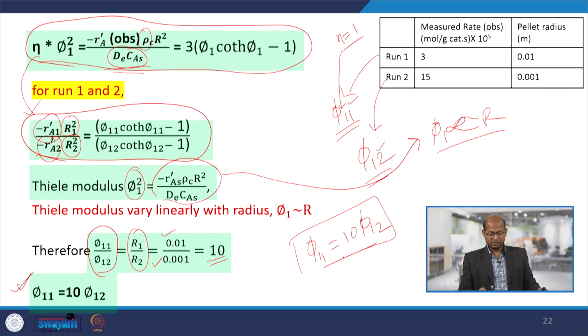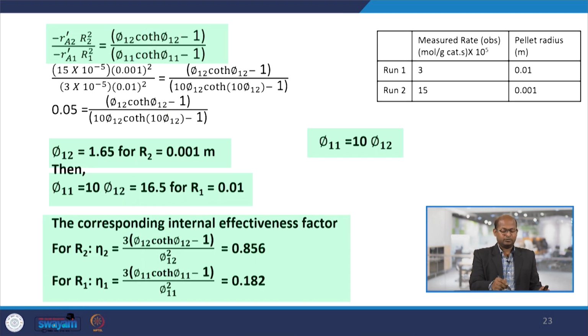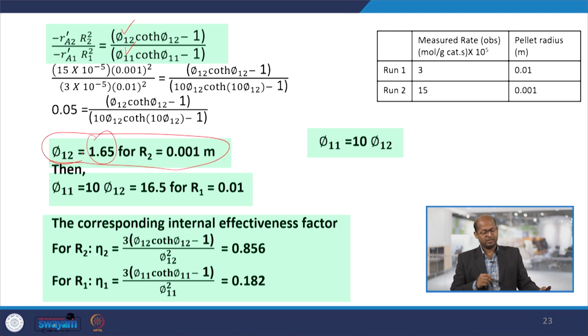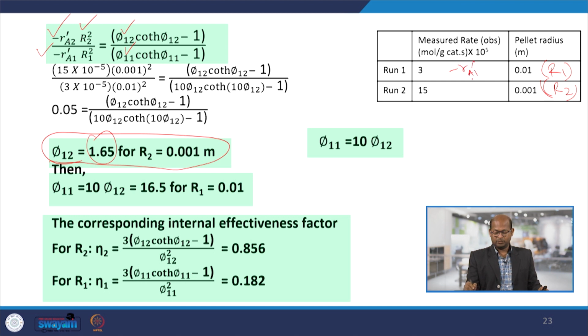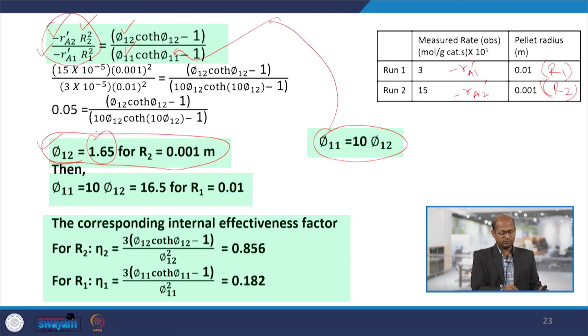So, this is how the Thiele modulus varies from one shape of particles to another for the same reaction. Now, if we substitute phi 1 1 and phi 1 2 by one parameter, then after simplifications, we can get phi 1 2 equals 1.65. The rate is given, R 1, R 2 is given, minus R A 1 prime, minus R A 2 prime is given. So, the left hand side parameters are given. So, phi 1 1 equals 10 phi 1 2, we can substitute here, then phi 1 2 equals 1.65.